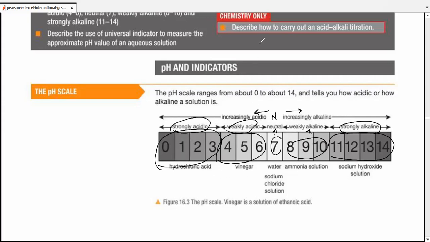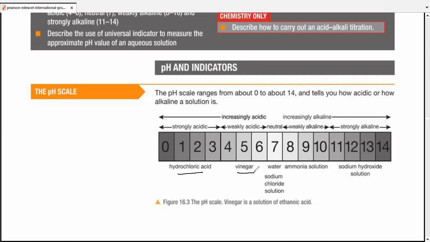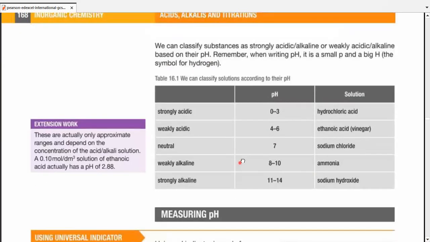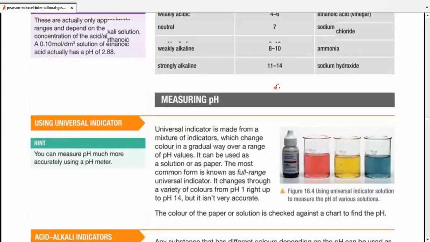The examples are also written over here clearly. Hydrochloric acid is the strongly acidic one. Vinegar is a good example of weakly acidic; we also call it ethanoic acid. Pure water or sodium chloride solutions are examples of neutral ones. Ammonia solution is an example of a weakly alkaline solution. And finally, sodium hydroxide solution is an example of a strongly alkaline one, right? So this is an easier way to go through the pH table. They have written the same examples over here.